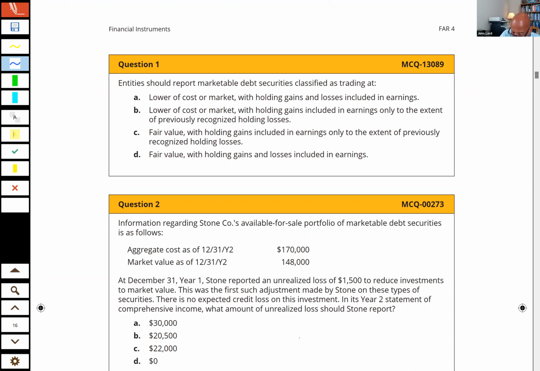Okay, guys, I think that's enough time for this question. Well, everyone got it right until the last person came in and chose the wrong answer. If it's a trading security, it's fair value, with unrealized gains and losses included in earnings. I can't tell you why C is wrong other than it's wrong. That's not how you do it for a trading security. So I'm not sure why somebody picked that, but I think we did pretty good on that one. Okay, trading security, right?